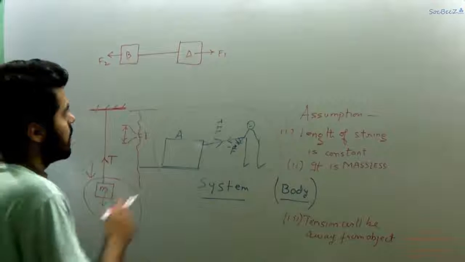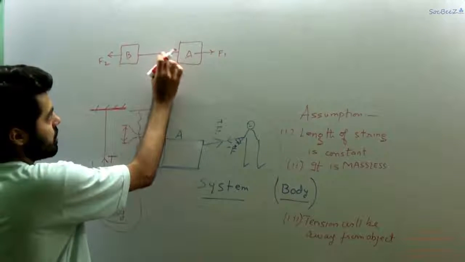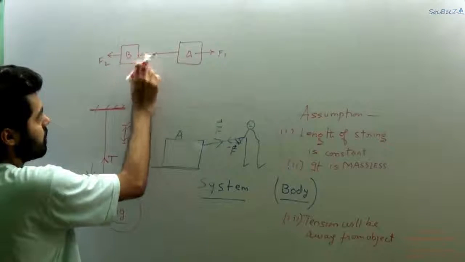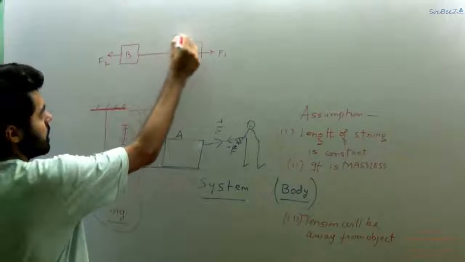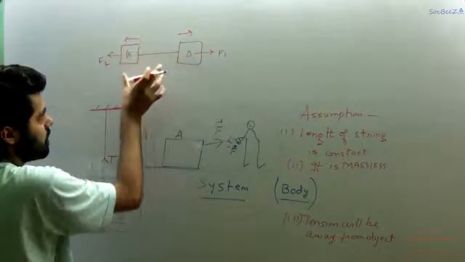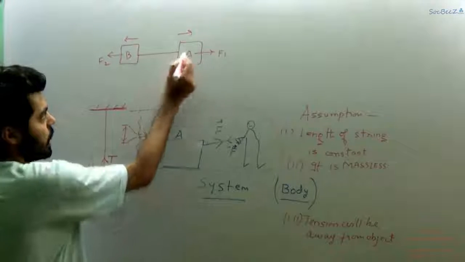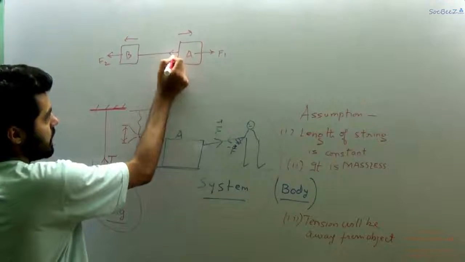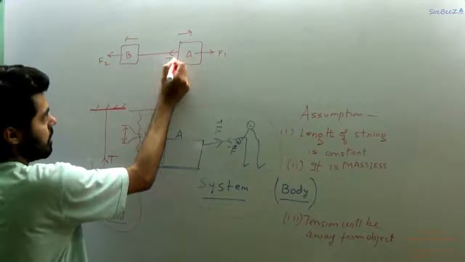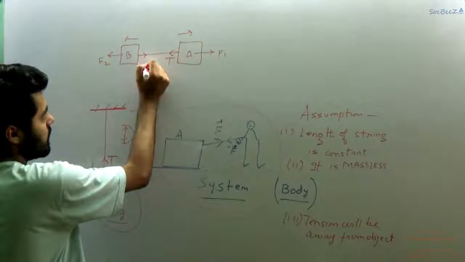Then this object will pull the string in this direction, and this object will pull the string in this direction. The string will be elongated from both the ends. So what will the tendency of the string be? To pull this object in this direction and to pull this object in this direction.